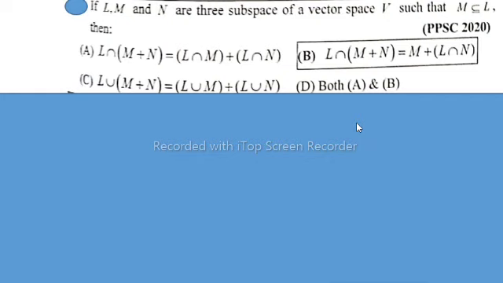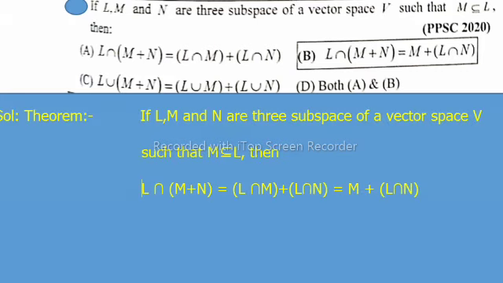In this lecture, I will solve Public Service Commission 2020 MCQs. Let L, M and N be three subspaces of a vector space V such that M is a subset of L. Then, by the theorem, if L, M and N are three subspaces of a vector space V such that M is a subset of L, then L intersection (M plus N) is equal to (L intersection M) plus (L intersection N), which is equal to M plus (L intersection N). So option B is correct, which is the required solution.